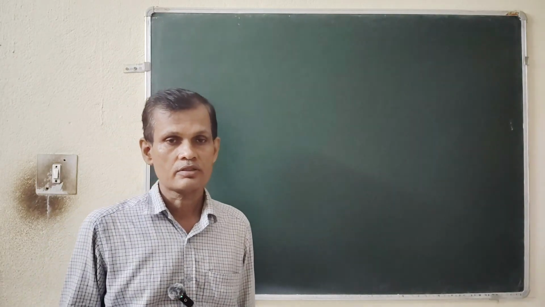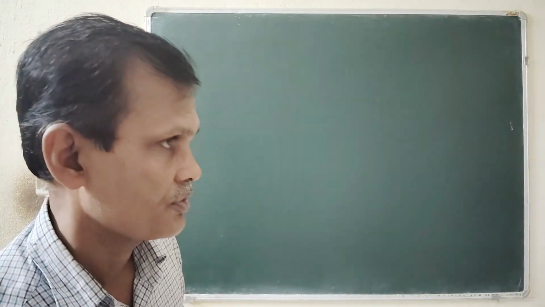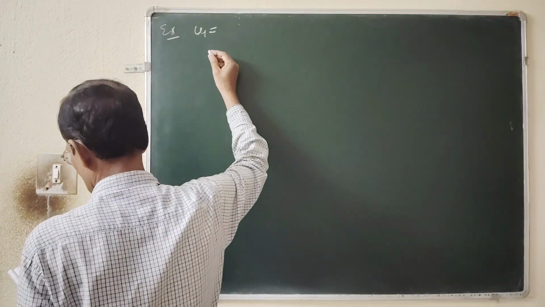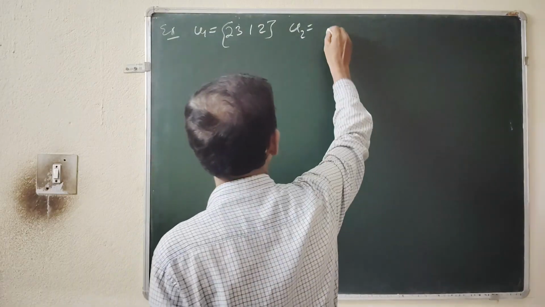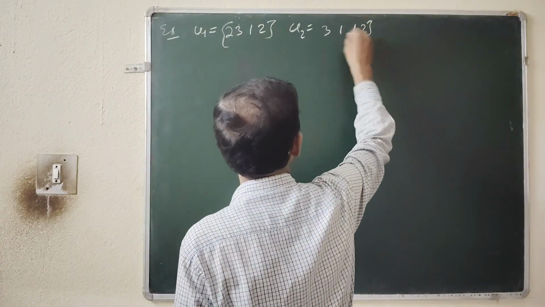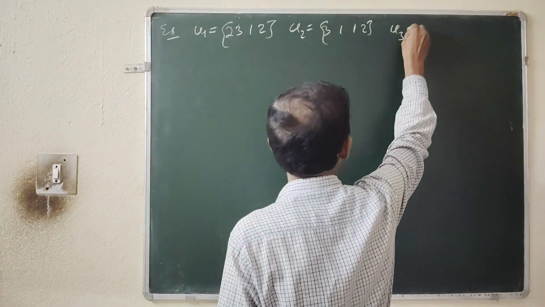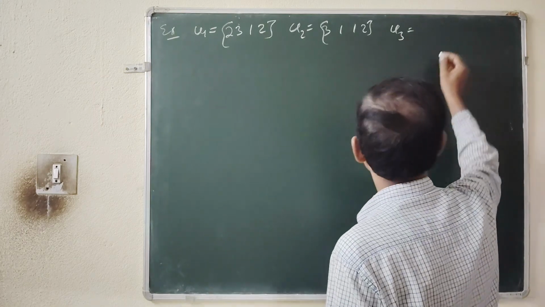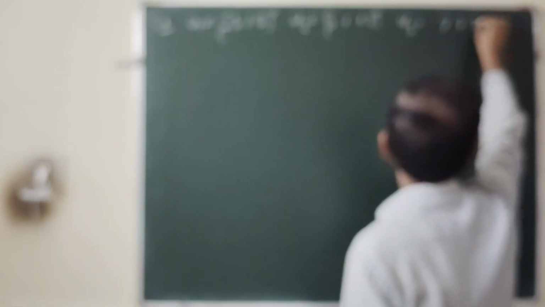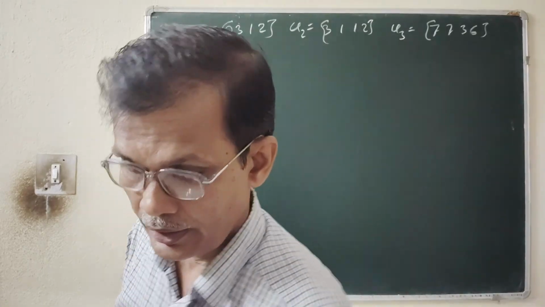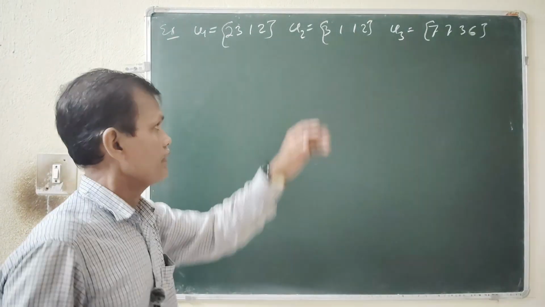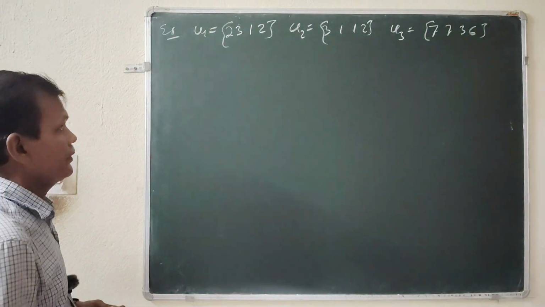Now we will consider another example with several vectors, and we will use the definition technique to test whether the set of vectors is linearly independent or not. So v1 is equal to (2, 3, 1, 2), v2 is equal to (3, 1, 1, 2), and v3 is equal to (7, 7, 3, 6). We will test whether these three vectors are linearly independent or not.